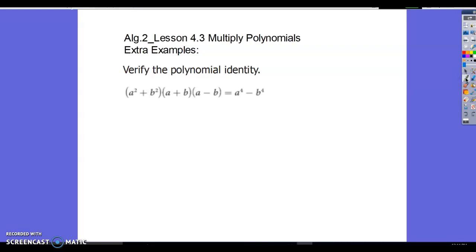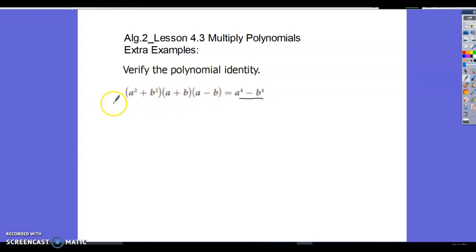All right, guys, we're going to look at lesson 4.3, and we're going to look at some extra examples on the identity properties. So the first thing we're going to look at is verify the polynomial identity. If you remember from the task, the polynomial identities can be verified by making the left side equal the right side. So since this side is already simplified, we're just going to simply work with the left side.